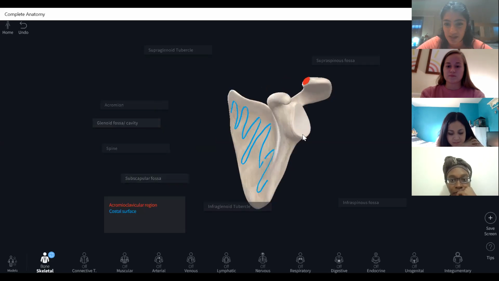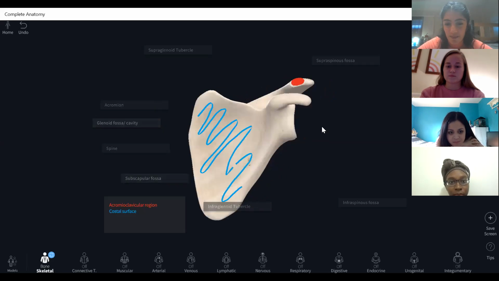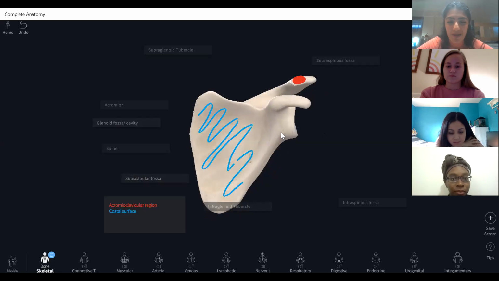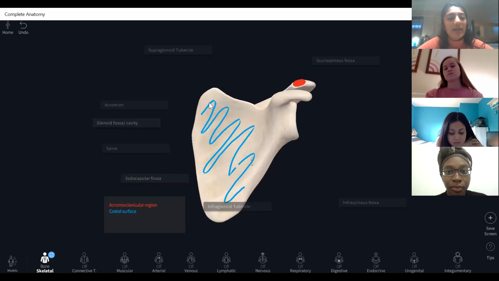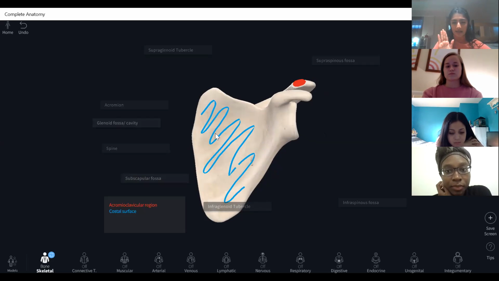So exactly right, Sophia, this is where the humerus attaches. We know that it's the left because, like we were talking about with the question about the fossa, the subscapular fossa, the side without the spine, is going to be anterior. So right now we're looking at someone's front side, front scapula. And we know that the humerus attaches here, which I'm going to go ahead and add so you can visualize it.